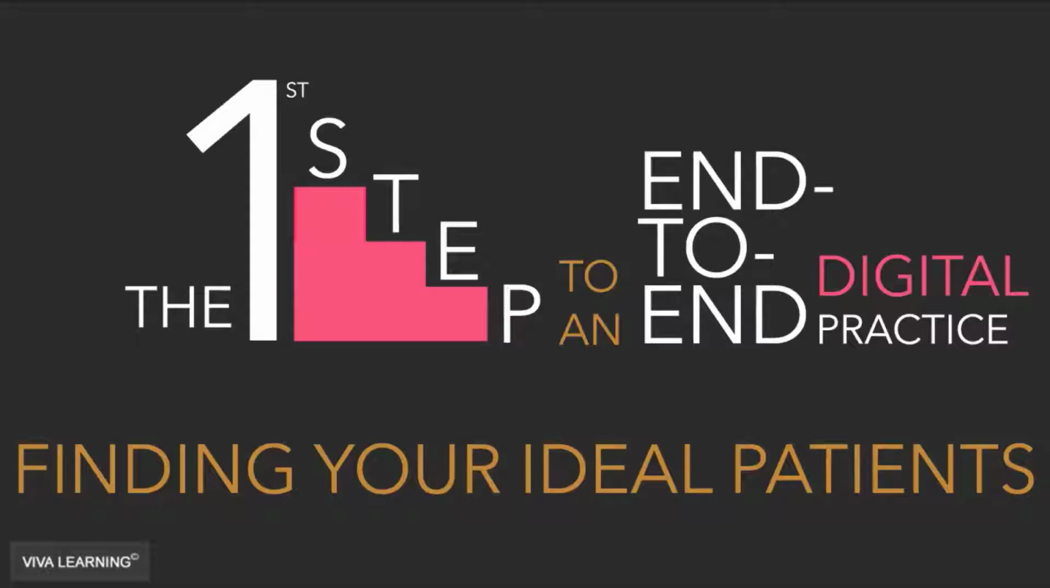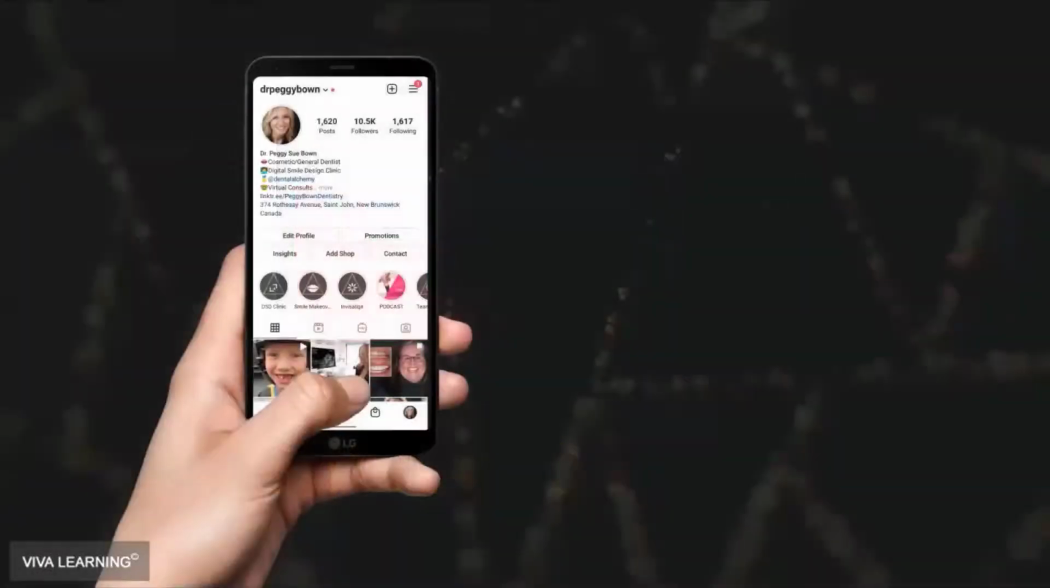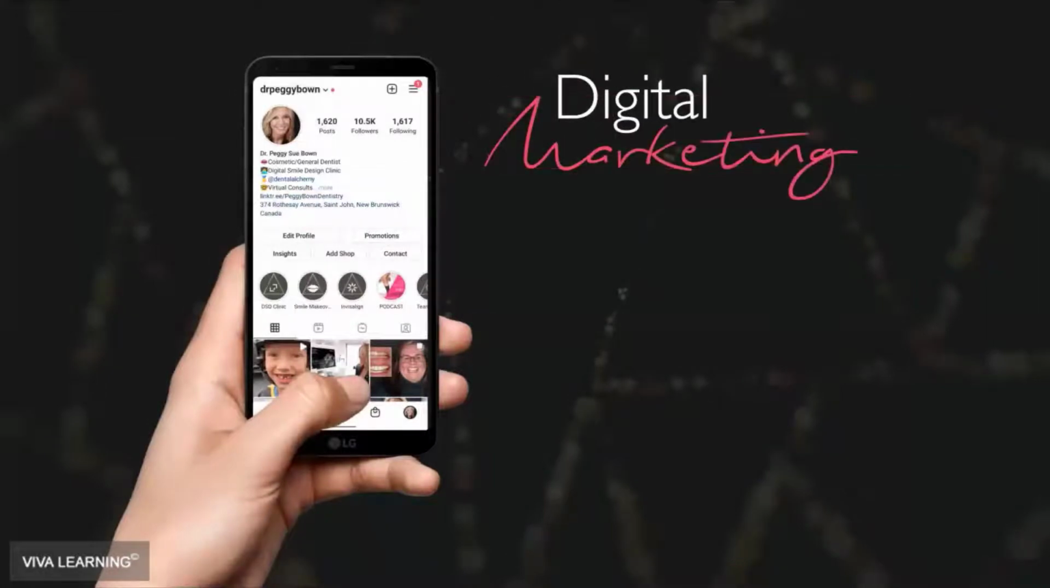So in order to help us find those ideal patients, we have to learn how to present ourselves online. We have to think about how patients are looking for us or how they're finding us, and that is through digital marketing.